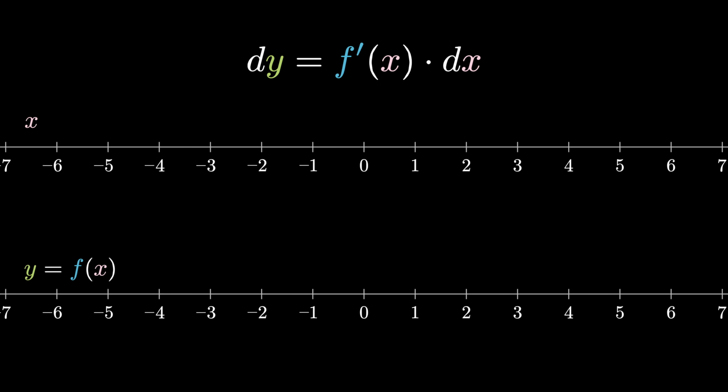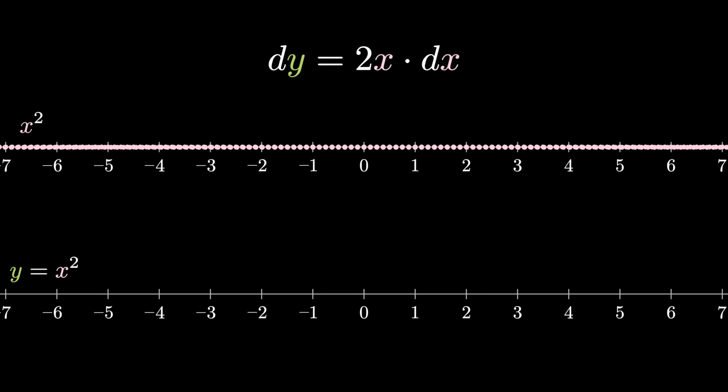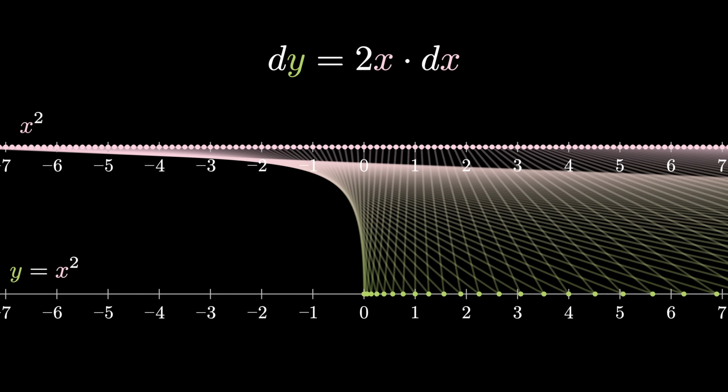Let's consider the function f of x is equal to x squared. We know its derivative is f prime of x is equal to 2x. Writing it out in differential form, we get dy is equal to 2x dx. Now I'm going to draw a bunch of evenly spaced points on the input space, and their corresponding mapping on the output space. I can even draw a line from each input point to the corresponding output point to make the visualization easier.